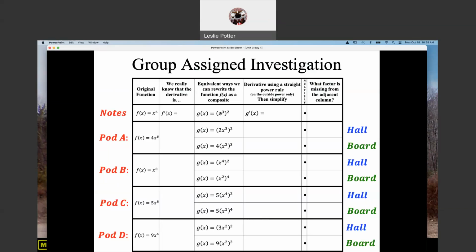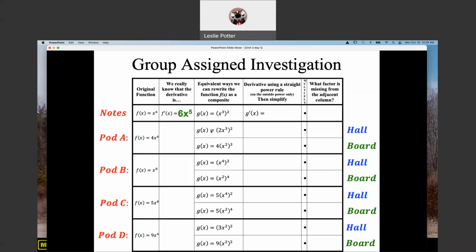We did this first one in the notes. So if you didn't take the notes, you kind of luck out here. We know that if I differentiate x to the 6th power, I get 6x to the 5th. We can all agree that that is in fact the correct derivative. Now I'm going to rewrite x to the 6th as a composite. I have x cubed in a squared function.